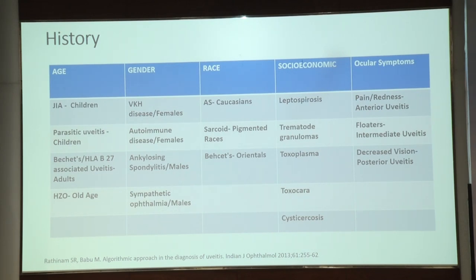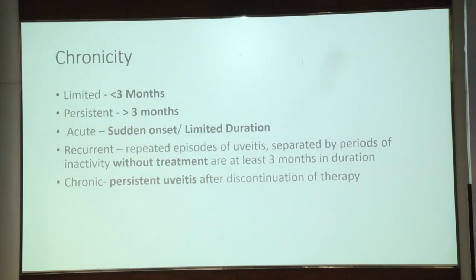Also, ocular symptoms which the patient will be telling us may point towards, although this is not absolute, a certain diagnosis, like pain and redness will be more common in patients with anterior uveitis. Similarly, floaters will be common in intermediate uveitis, and mostly posterior uveitis will present with decreased vision kind of symptoms. So again, this part of the history is also important.